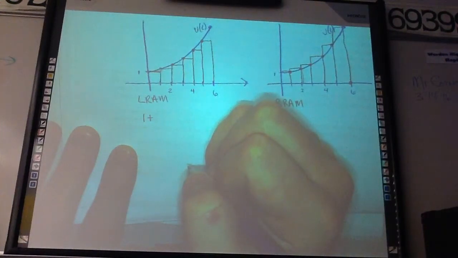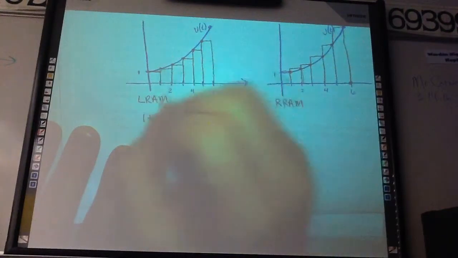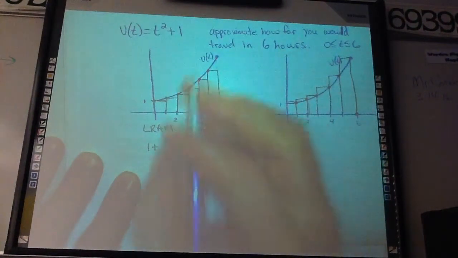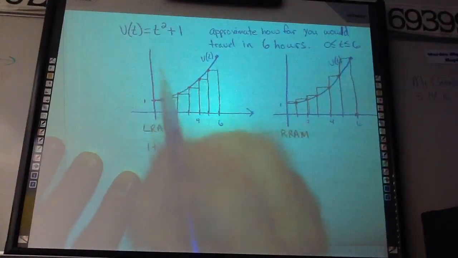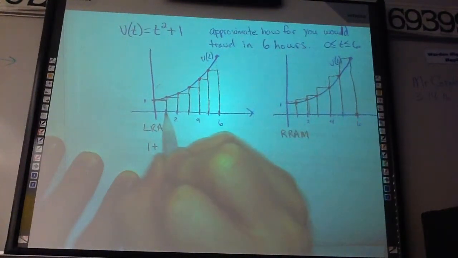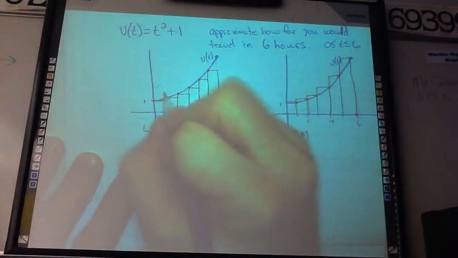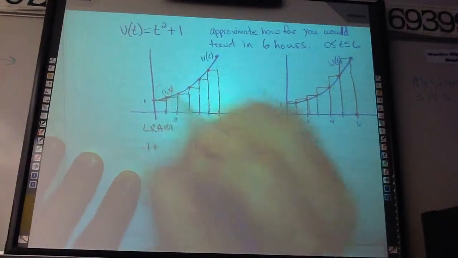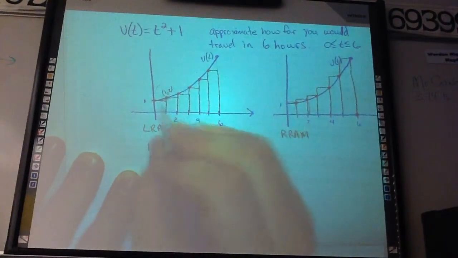Like 1 point something. How could we find out? Plug it into the calculator. Plug what into the calculator? t squared plus 1. This curve is t squared plus 1. So if t is 1, what's this point? 1 comma 2. 1 squared is 1 plus 1 is 2.